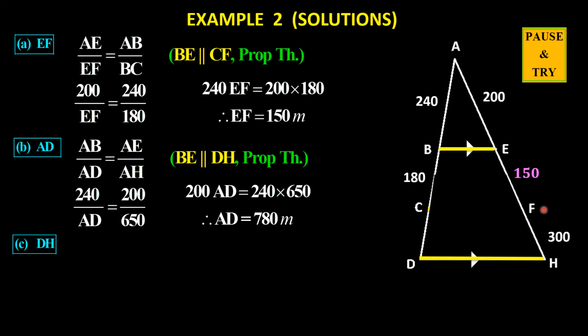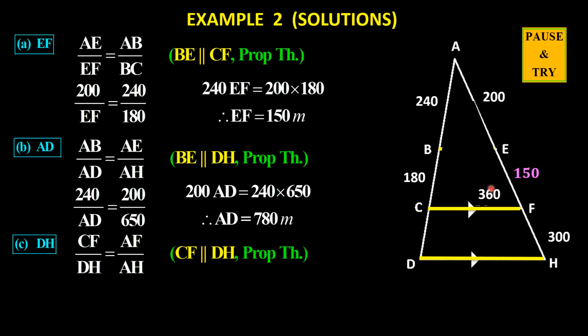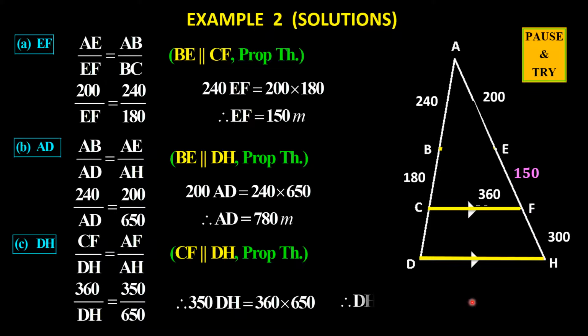DH, so I need the parallel line, but this parallel is unknown, the other one is also unknown, so I need the middle one. Let's cover up the first one, and now I can get my proportion, CF over DH and AF over AH. CF, that is 360, DH is unknown, AF is 350, and AH we worked out previously is 650. Cross multiply and DH is equal to.